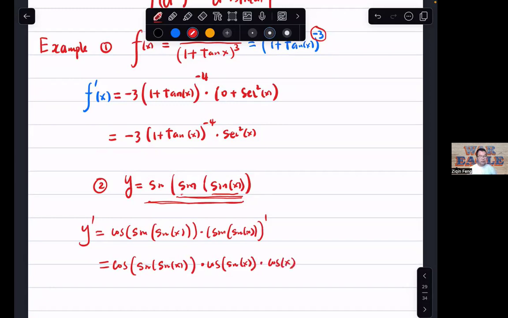So this is how we differentiate a function obtained by taking the composition three times or even four times. We can differentiate our function.